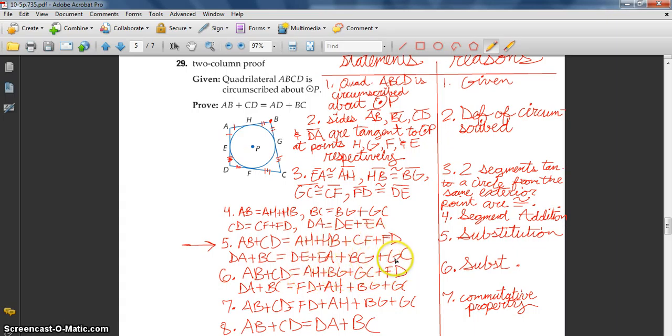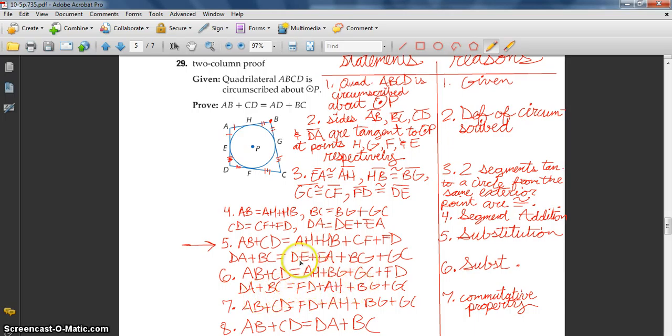For the second statement, notice that I left AH and FD alone. So I'm going to leave the same thing alone here. HB and CF went out in this one. So I was looking at the wrong statement. I'm sorry. So DA plus BC.